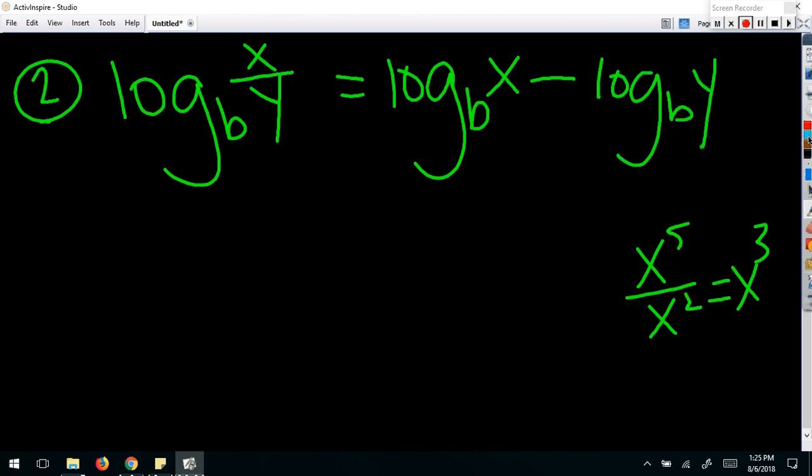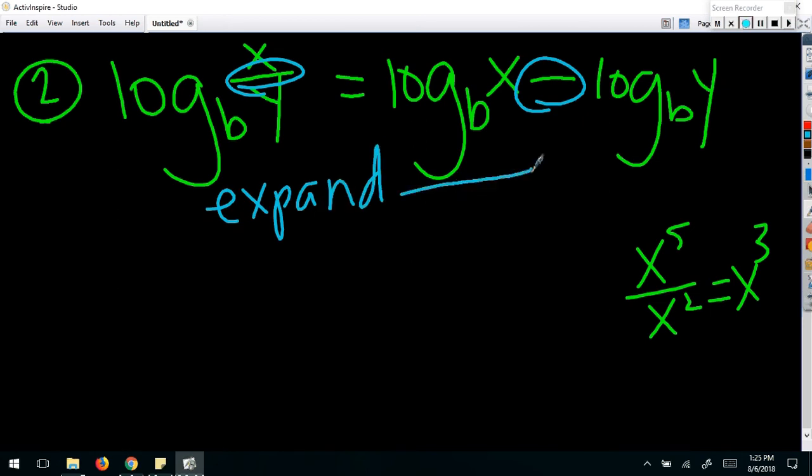I always remember this one. I look at the division sign here and think that that looks a lot like a subtraction sign, and it helps me remember to split them up. So whatever helps you remember. Again, if I move left to right, I've expanded. And if I move right to left, I'm condensing.